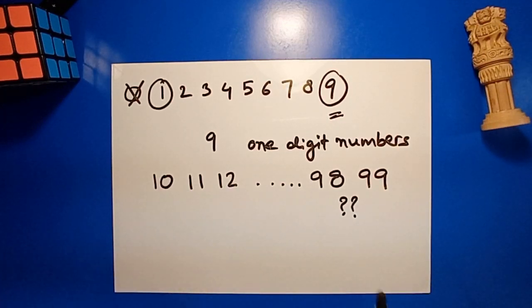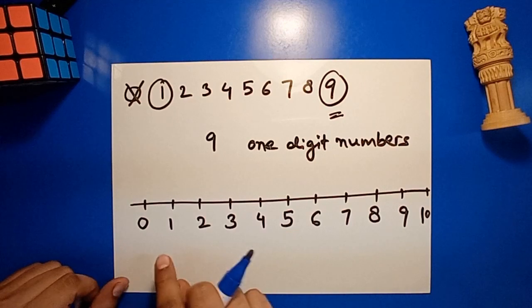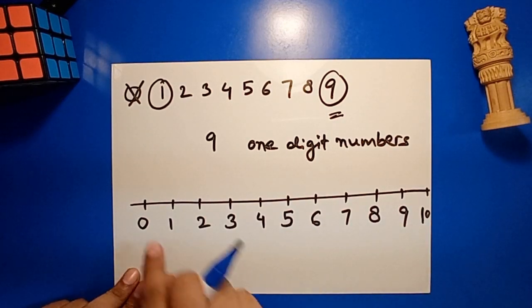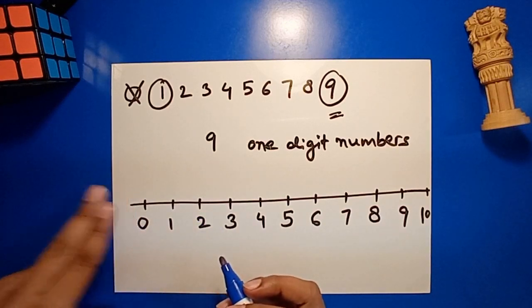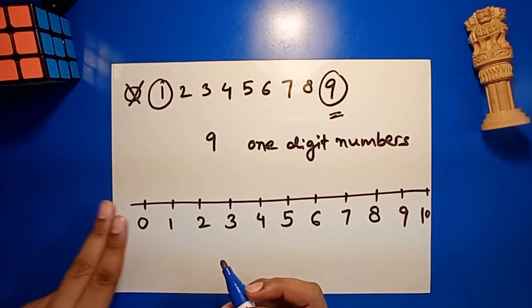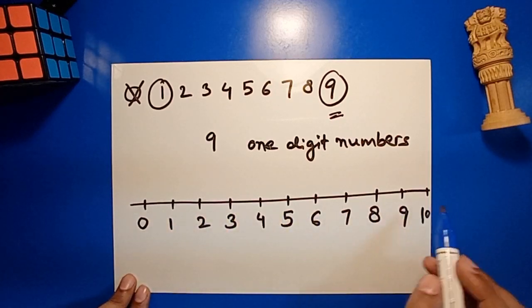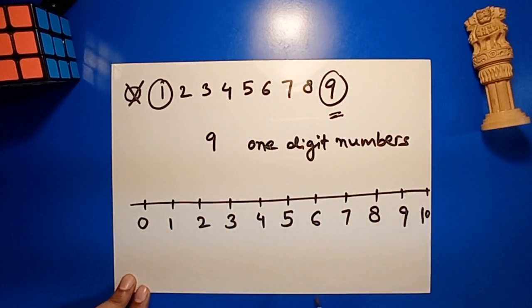Let's try to build an equation. So what I have drawn here is a number line. We all know the number line. 0, on this side we have the negative numbers. We will worry about them later. And this side we have the positive numbers.